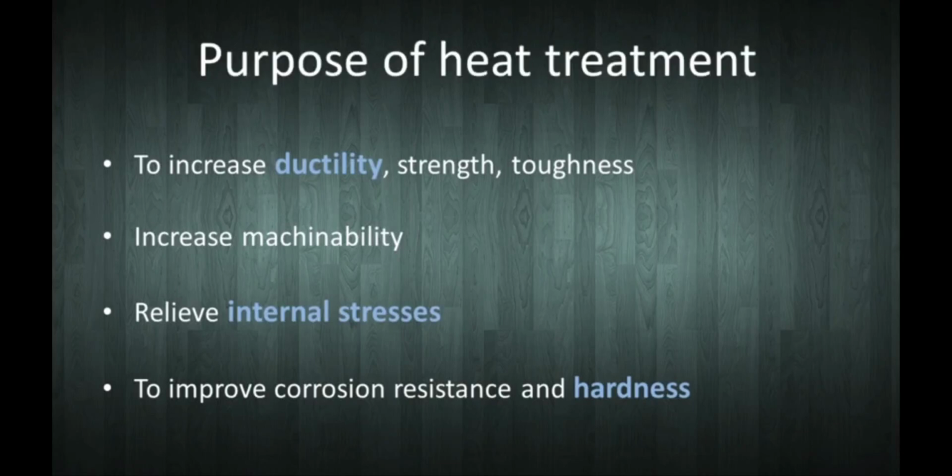The purpose of heat treatment is to increase ductility, strength, toughness, increase machinability, relieve internal stresses, improve corrosion resistance and hardness. Ductility is nothing but which we can use in wire. Machinability is such as we want some parts to be machined on the wing structure or on the surface where they want the thin metal, but they want to give it some shape.